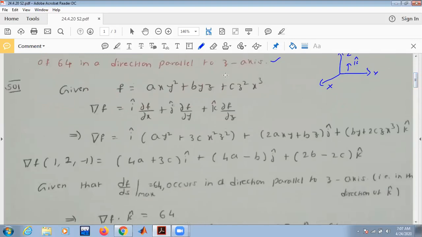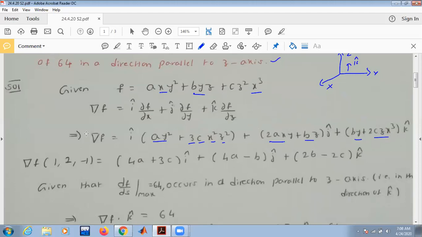Yes, sir. Right. Okay, so this is a scalar function given. Find the gradient of the function. Del f is i ∂f/∂x plus j ∂f/∂y plus k ∂f/∂z. So ∂f/∂x, wherever x is there, differentiate with respect to x: ay² plus 3x² cz². ∂f/∂y, y is in two terms: 2axy plus bz. And ∂f/∂z, z is in two terms: by plus 2czx³.